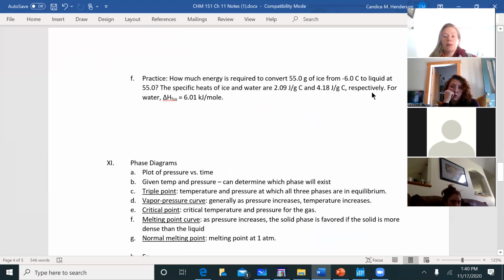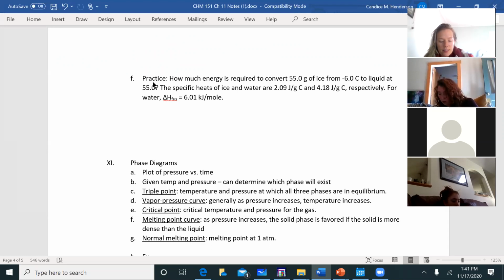So here's a practice problem for that. It says how much energy is required to convert 55 grams of ice, and the ice is at -6.0 degrees Celsius, to liquid at 55.0, and I'm assuming that's supposed to be degrees Celsius.